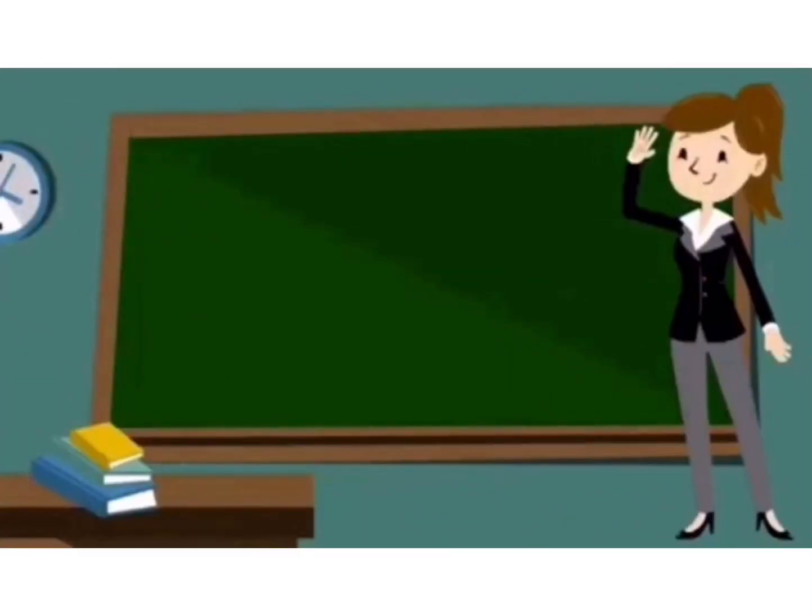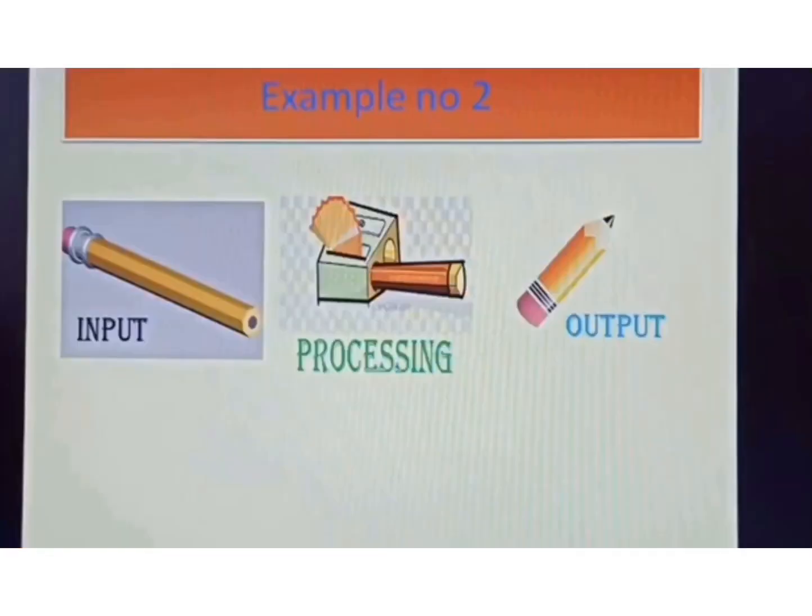Now I am going to give you all an activity as homework. Take an unsharpened pencil and use your sharpener to sharpen your pencil. Then you will get the output. Output will be a sharpened pencil.